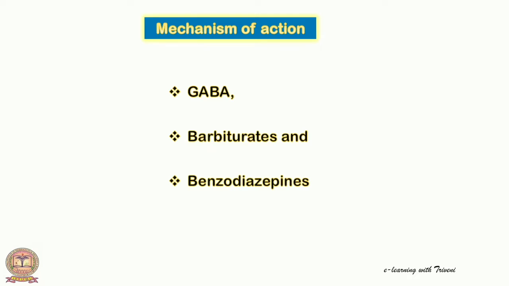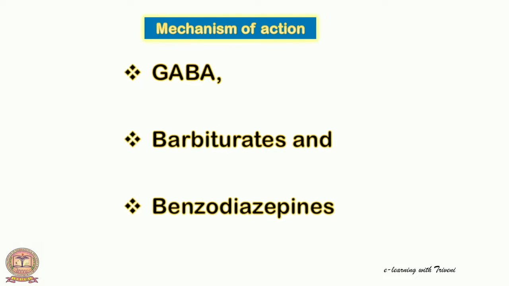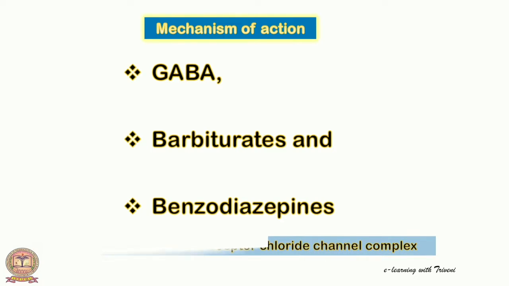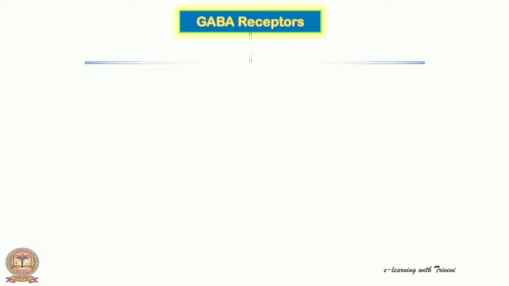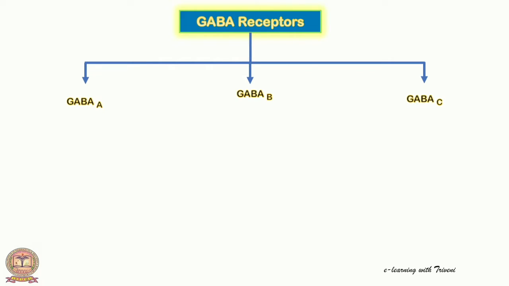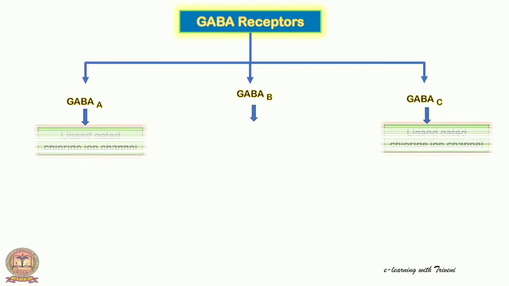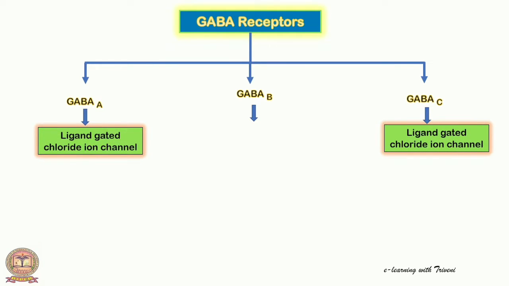Before starting the mechanism of GABA, let us see the different types of GABA receptors. GABA receptors are mainly categorized into three types. These are GABAa, GABAb and GABAc receptors. Among those three, GABAa and GABAc are ligand-gated ion channel receptors. GABAb is a G-protein coupled receptor.